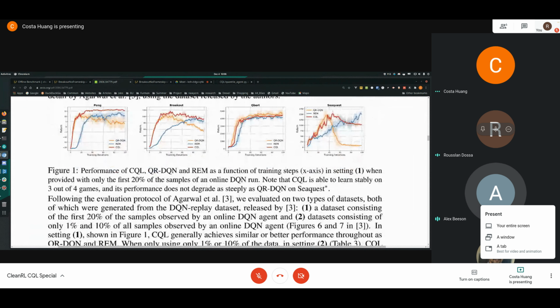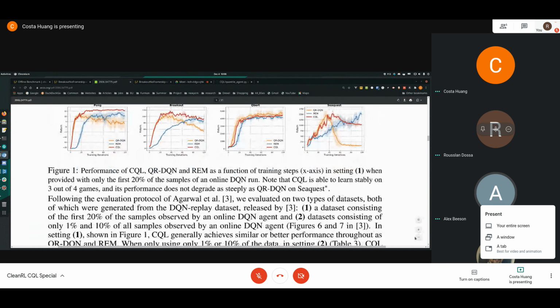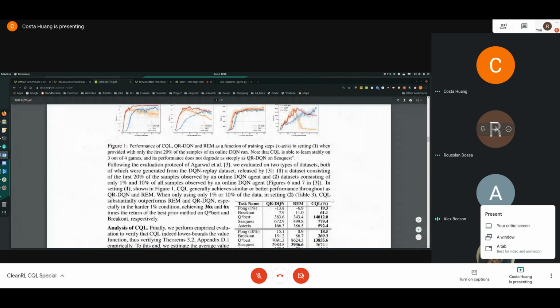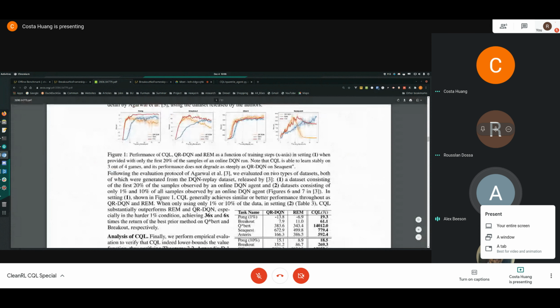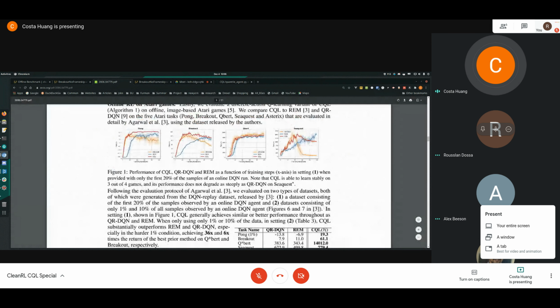Yeah, I reckon they're probably doing like 5,000 updates or something like that. Yeah, let me read it. So as a function of the training steps, x-axis. Oh, in setting 1, what does that mean?